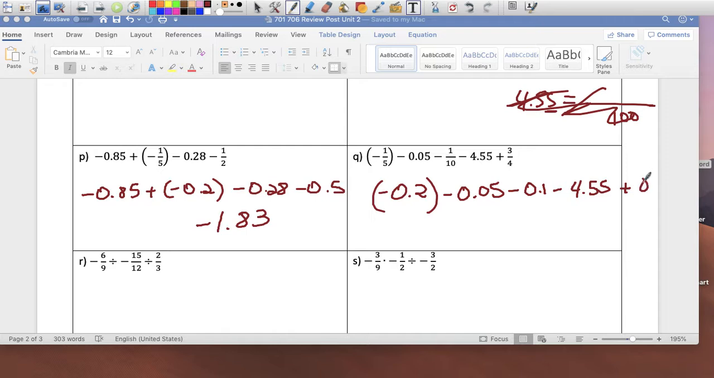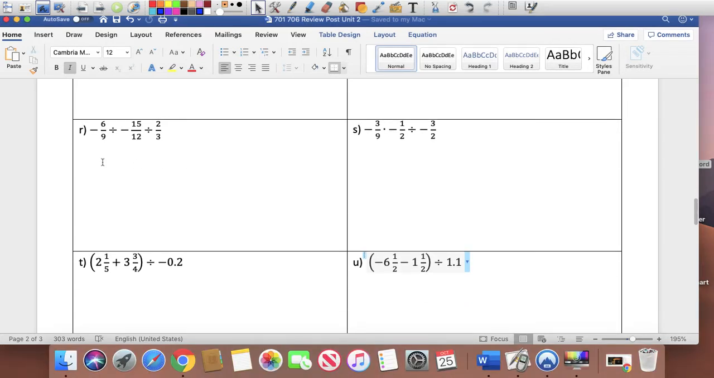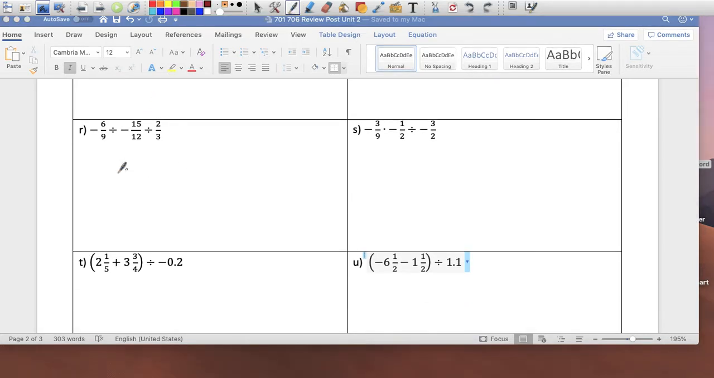And the last one plus 0.75. So now you can play with those numbers. Minus 0.05 minus 0.1 minus 4.55 plus 0.75. Final answer, negative 4.15. Well, these are fractions, so I leave it as a fraction, so I get negative 6 over 9 divided by negative 12 over 15.